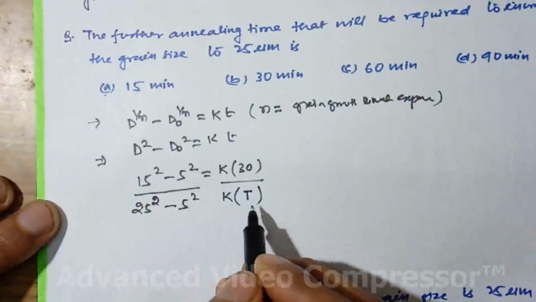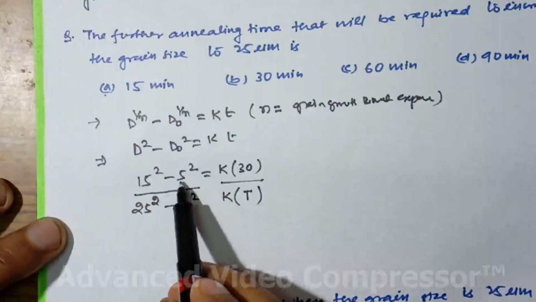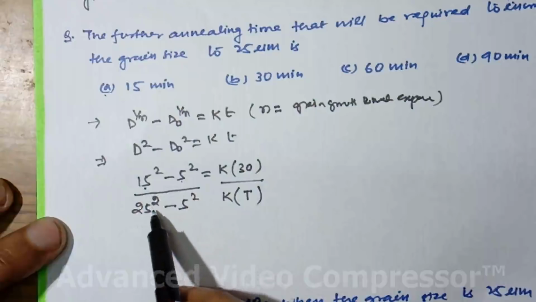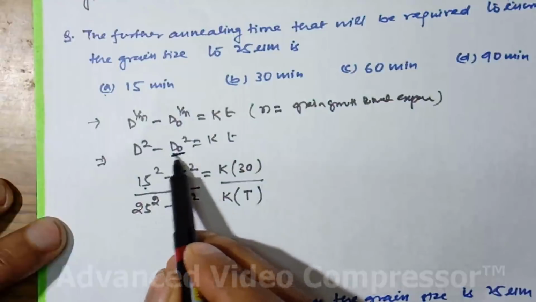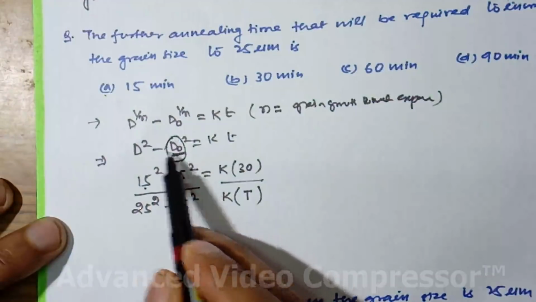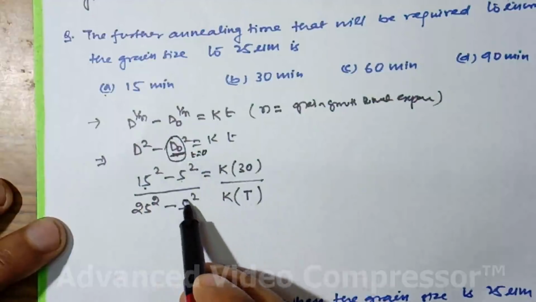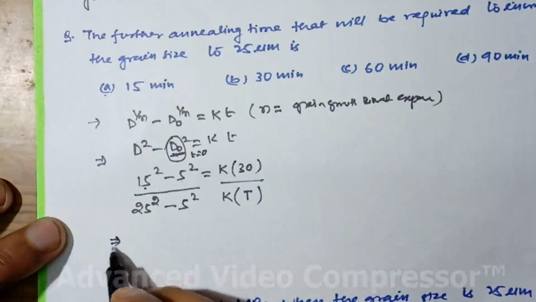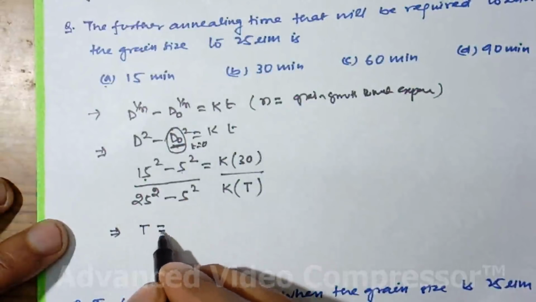So guys, here again you have to remember, the first grain growth has taken place from 5 to 15. So in the next equation, you don't put 15 here, you need to put d0 only, because d0 is the starting grain size at t equal to 0. So you need to keep 5 only. So these are the mistakes which generally students make. So from here you will get time is equal to 90 minutes.